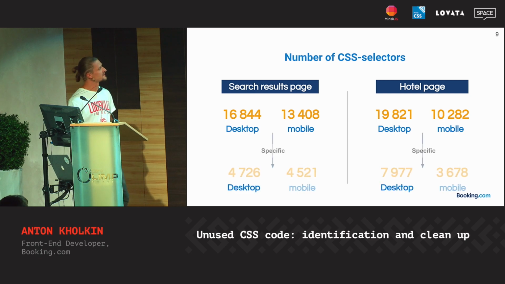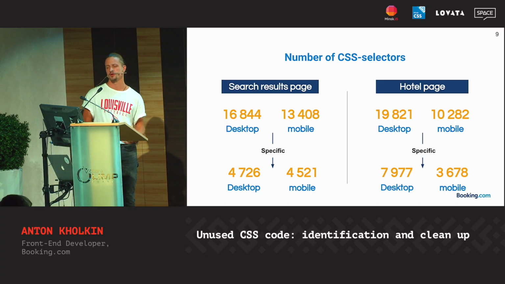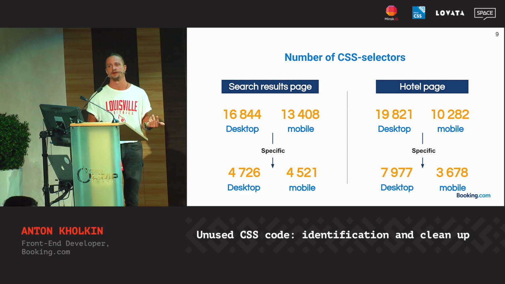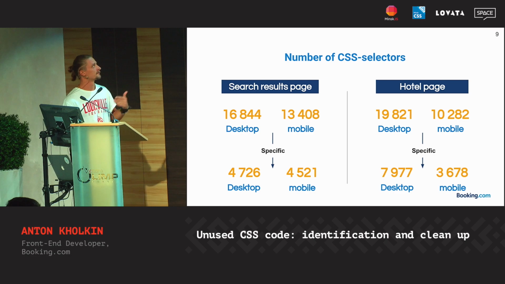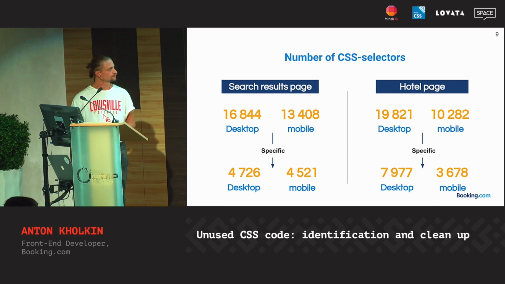And out of these numbers, it's important to note the so-called specific selectors. By specific, we mean selectors which are specific to a certain page, because we have some generic elements like headers and footers, which are cross-page elements. But let's say for the search result, there's a hotel card, which only appears in the search result. We would need that subset further.